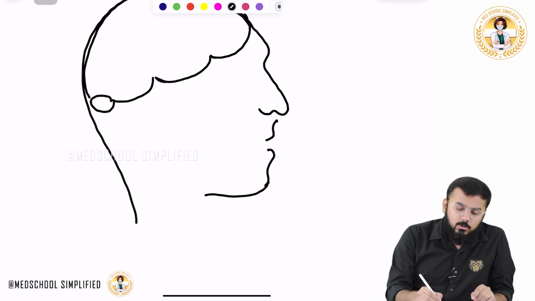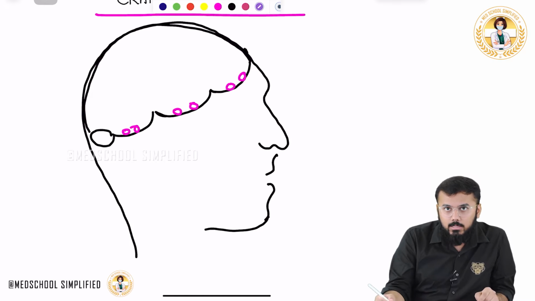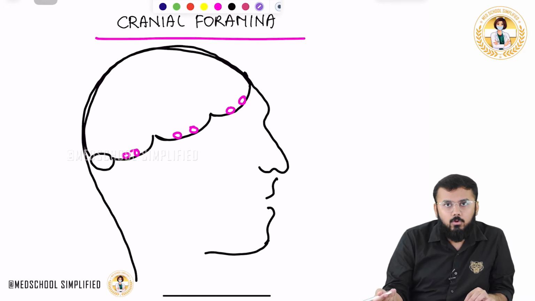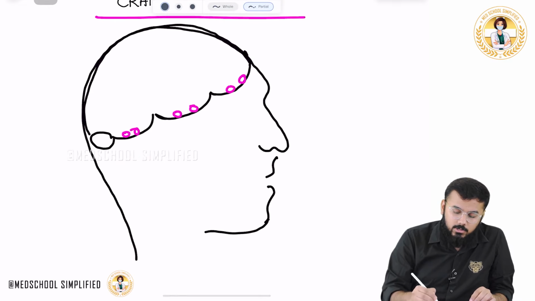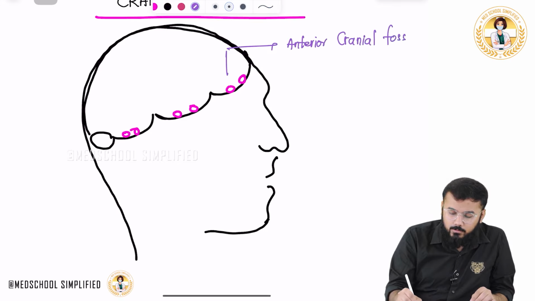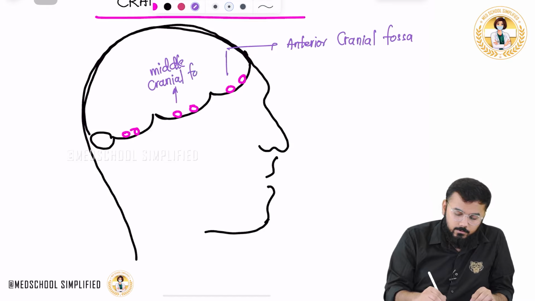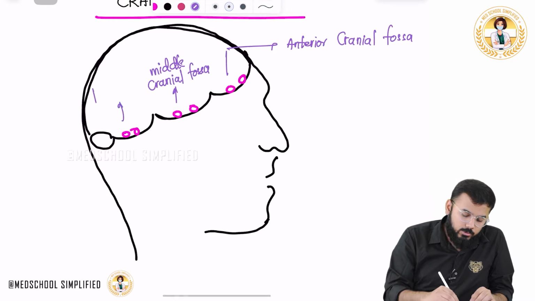Now there are some openings within the anterior cranial fossa, middle cranial fossa and posterior cranial fossa. So what are these openings? Those openings are nothing but your cranial foramina. Let us first write down these three important things. This is your anterior cranial fossa. Next, this one is your middle cranial fossa. Next, this is your posterior cranial fossa.